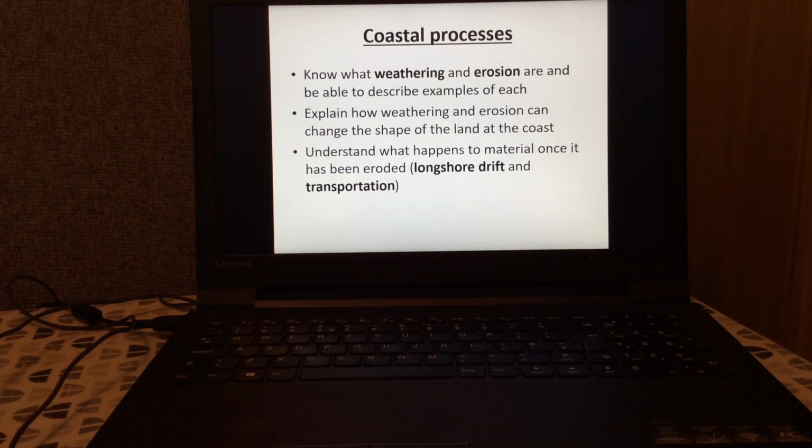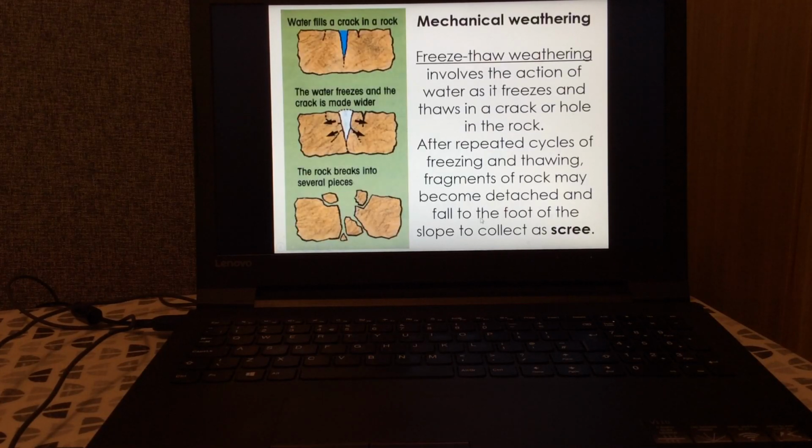Okay, welcome back. So, coastal processes is what we're learning about today. So we're going to be talking about how weathering and erosion affect the shape of the land at the coast. They're two processes that break down the coast. So we're talking really about areas where you've got destructive waves. They're going to cause erosion, and also where this process of weathering is taking place. We're going to know what they are and how they change the shape of the land, and then what happens to that material once it's been eroded in terms of longshore drift and transportation. So we're going to start with weathering.